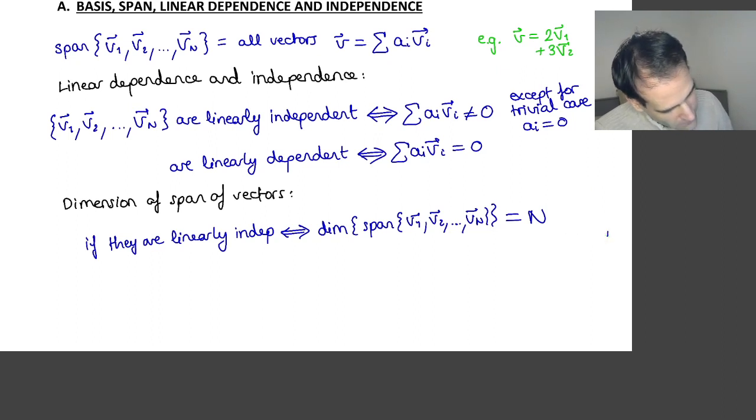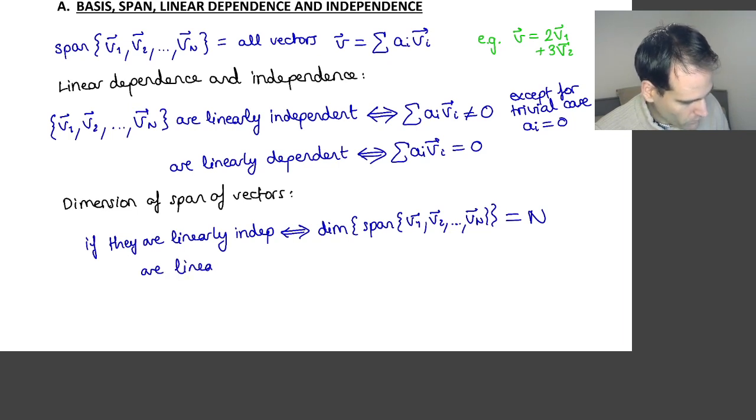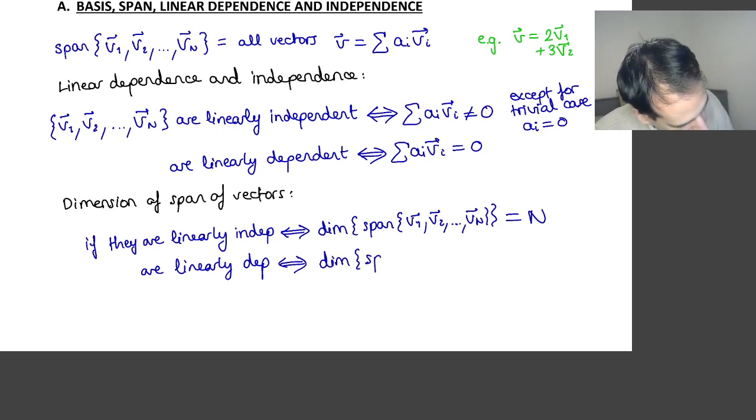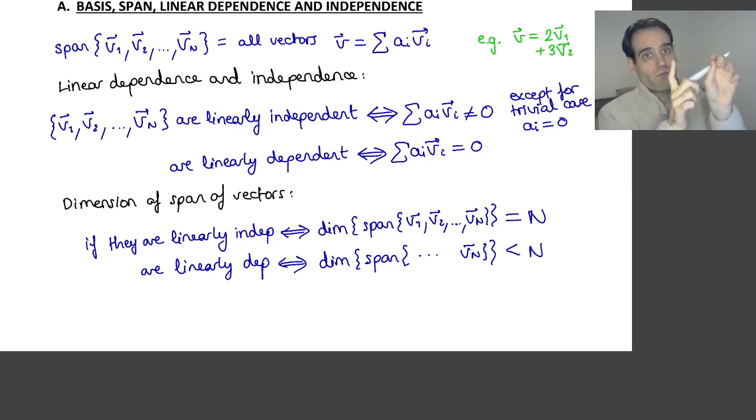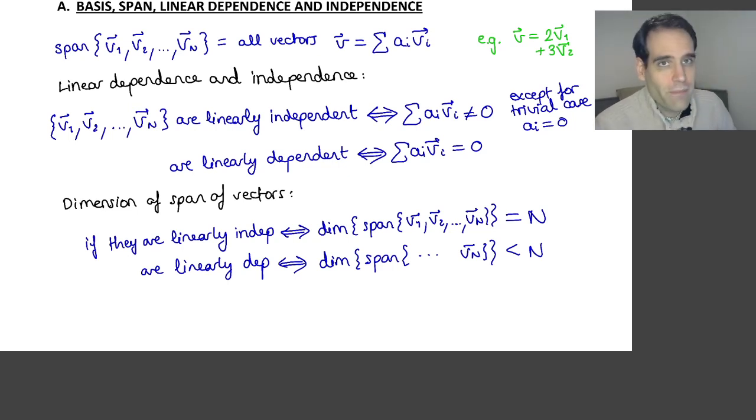However, if the vectors are linearly dependent, then in this case, the dimension of the span of all these vectors up to vn is smaller than n. So the dimension is smaller than n when the vectors are linearly dependent. For example, if you have two vectors that are on a line, they are linearly dependent, and therefore the dimension of their span is not 2. In this case, it would be 1.